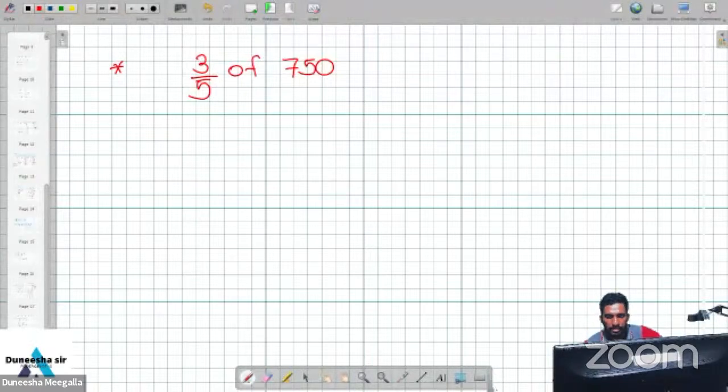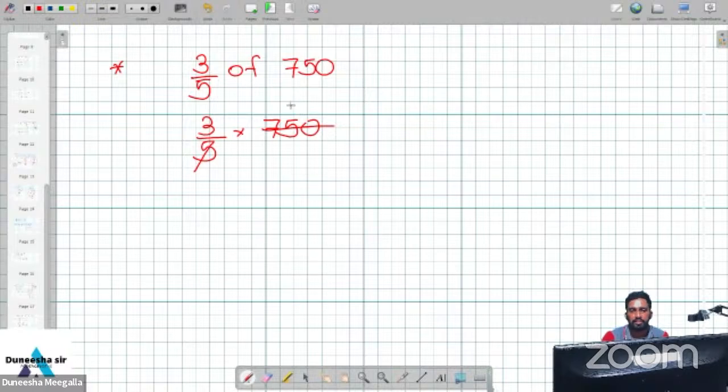Okay, how we do it? How do we do it? 3/5 multiplied by 750. You have to divide the 750 by the 5. How much? Here, 750 if we divide by 5, 150. 150 multiplied by 3, 450. Okay.